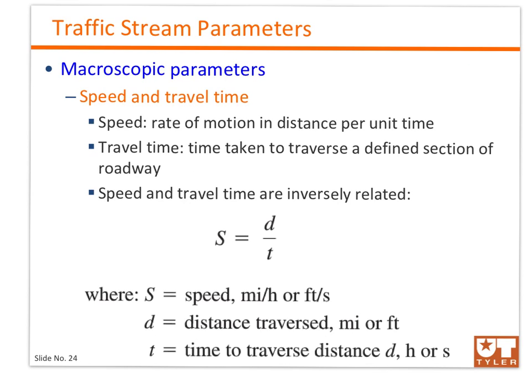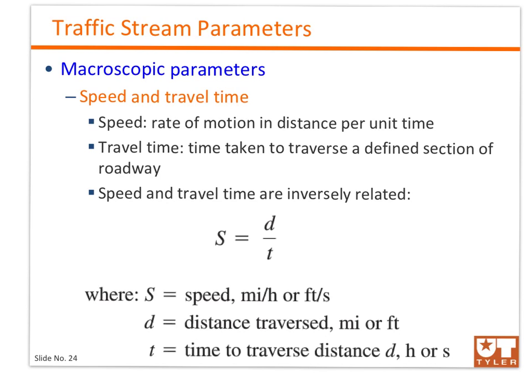Another macroscopic parameters that we tend to calculate as traffic engineers are the speed and the travel time. So we all know that speed is basically the rate of motion in distance per unit time, and the travel time is the time that we take to traverse or to move a defined section of a roadway. So that's the time taken again to move at any defined section on a roadway.